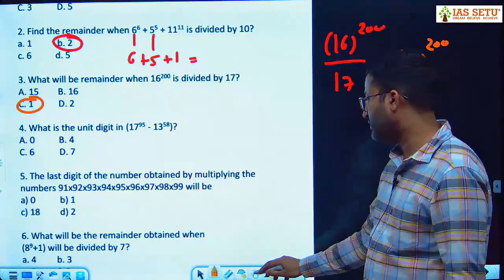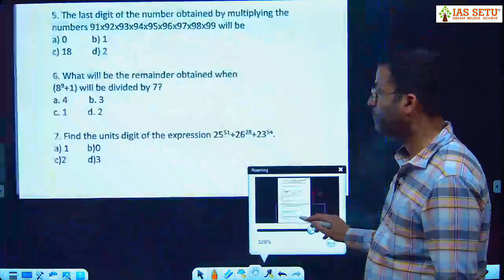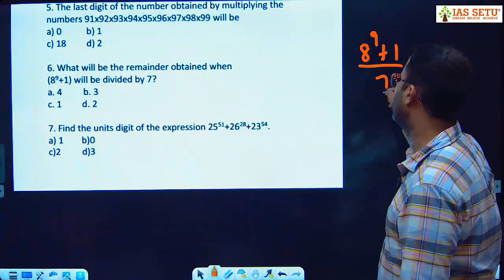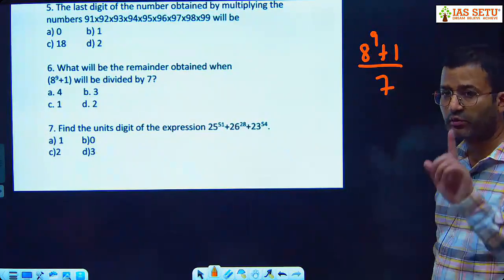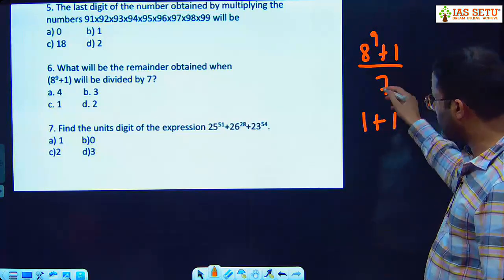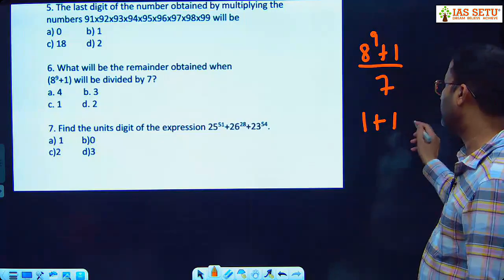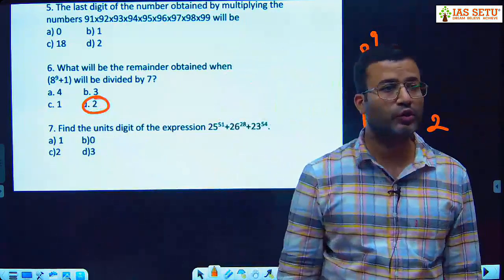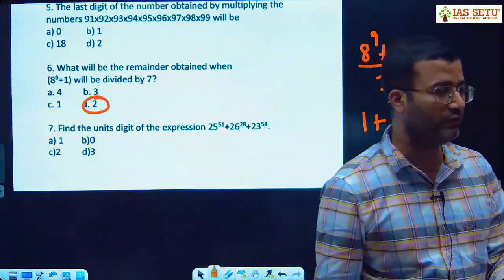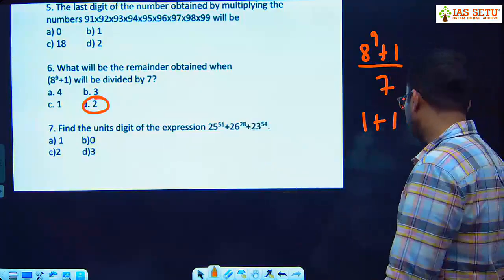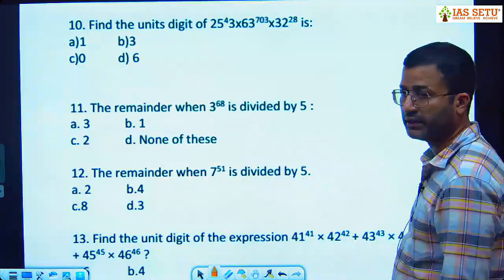Now question number 6, what is your answer? 8 is to power 9 plus 1 divided by 7. Every 8 with respect to 9 give remainder 1. How many times? 9 times. 1 with respect to 7 remainder 1 only. 1 plus 1 2. So your answer is 2. क्योंकि 8 की पावर 9 1 देगा और 1 1 देगा. 1 plus 1 2. These are easier. These two questions okay, I take.